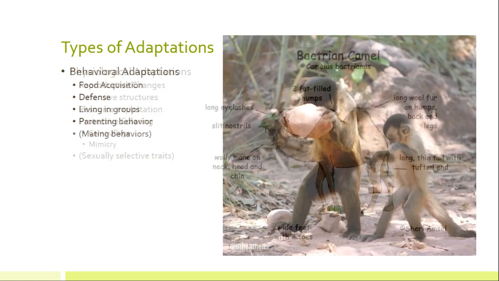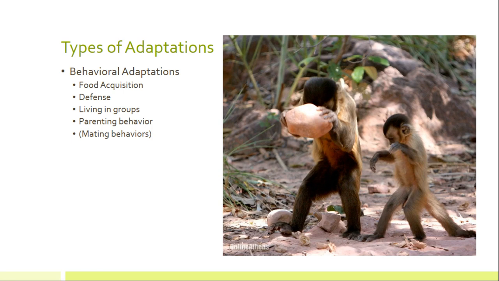But then there are also behavioral adaptations, and that's going to be how you get the food, right? So the hummingbird, the beak, that's a physiological adaptation for food acquisition. But this little monkey right here is actually cracking nuts open, right? So it can eat it. That is a behavioral adaptation.